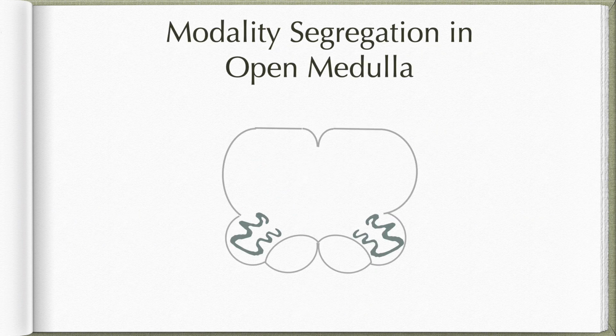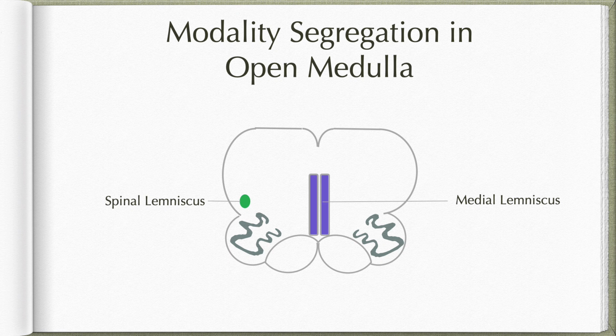When we reach the open medulla, that is the upper half of the medulla oblongata, there is what is called as modality segregation. Here, the touch and pressure sensation carrying fibers of the anterior spinothalamic tract merge with the medial lemniscus, which is also carrying similar modalities, and the lateral spinothalamic tract fibers, which are carrying the pain and temperature sensation, will hereafter be known as spinal lemniscus. So now the anterior and lateral spinothalamic tract fibers get segregated into medial lemniscus and spinal lemniscus.